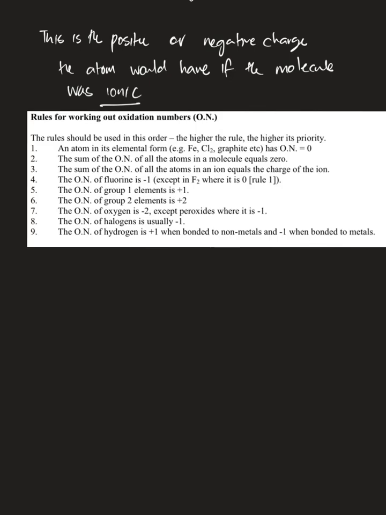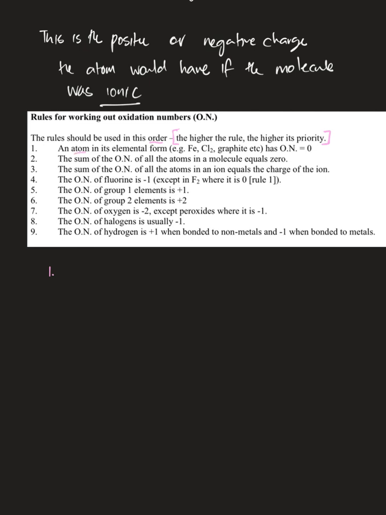So let's have a look at the different types of rules. I'm going to go through these oxidation rules with you, but please, I'm going to add to it, so don't write everything out and then realize we're adding on. So I'm going to address each one. The first one says the rules should be used in this order. This is important. The higher the rule, the higher its priority. This is very important. Because we have exceptions to the rule, we have to make sure that we follow what comes first. So there's 9 rules. There's more rules than this. I'm going to go through all of them with you. And let's look at the first one.